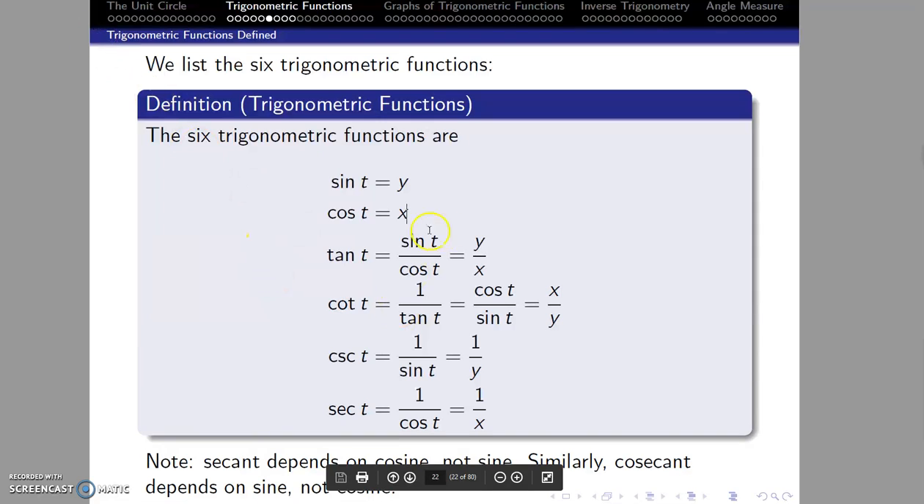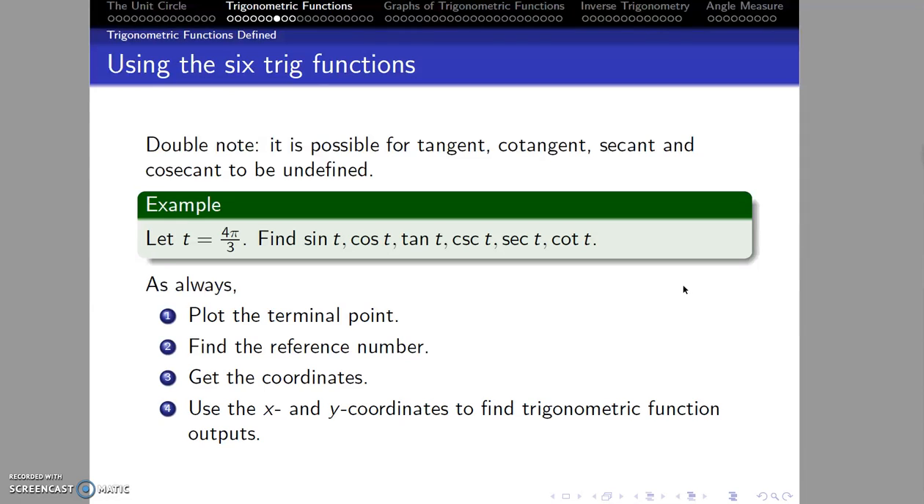Because you need to be pretty familiar, especially by the end of the semester. Tangent is sine over cosine. Cotangent is cosine over sine. Those are things that you're just going to need to know. But what you need to do right now, as you get to know them, is just use them. So I just have one thing for us to do here. Let t be 4 pi over 3. I want you to find sine t, cosine t, tangent t, cosecant t, secant t, cotangent t.